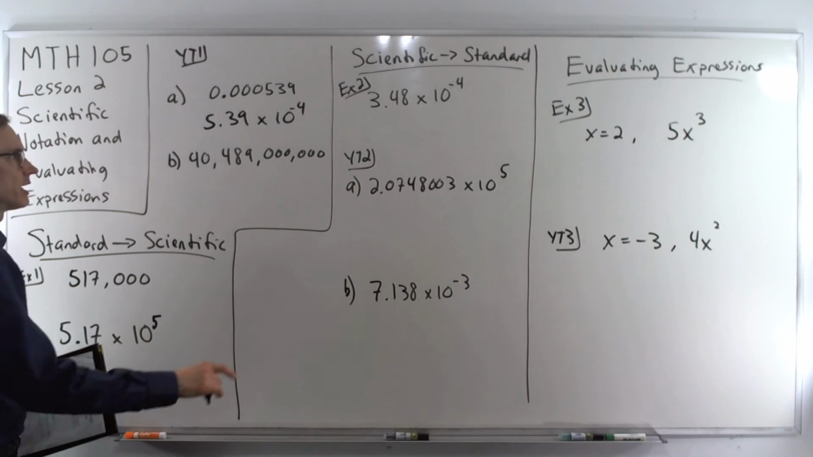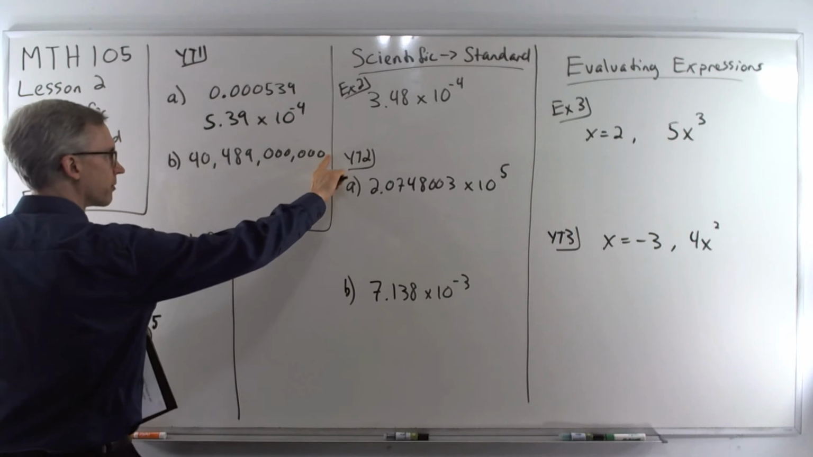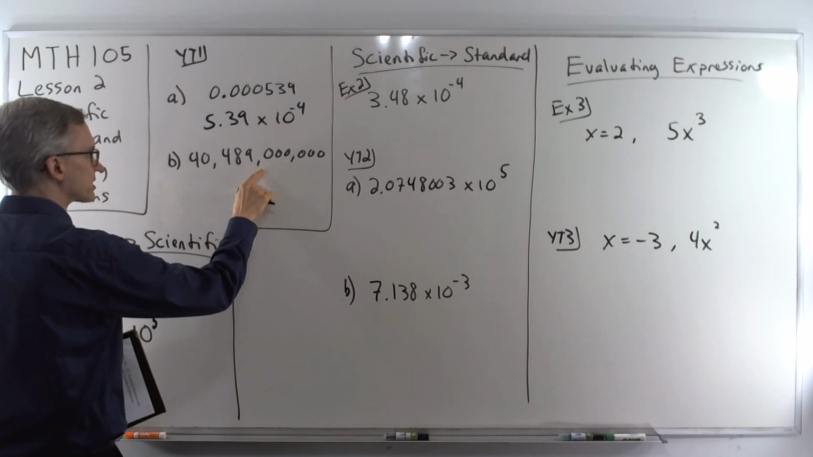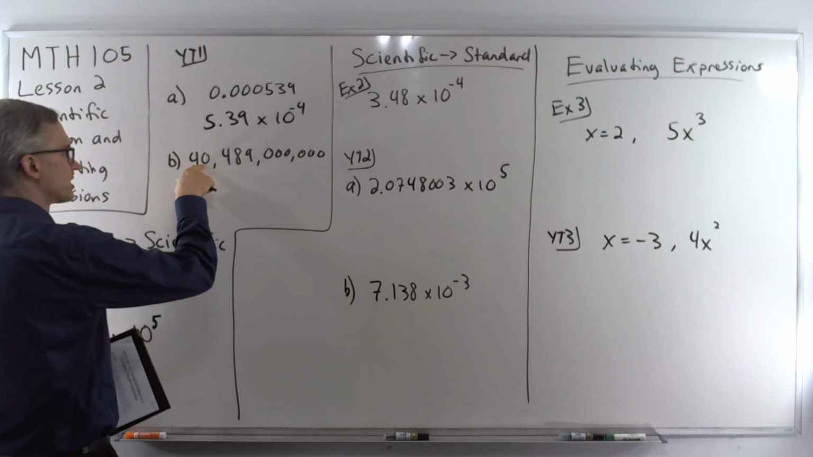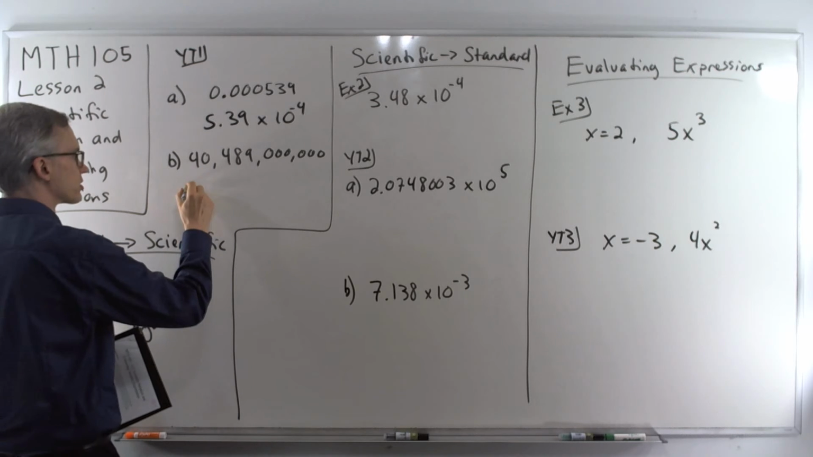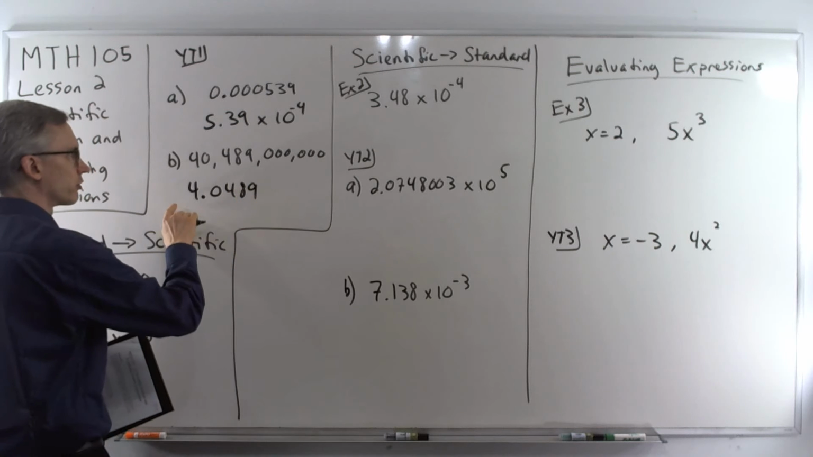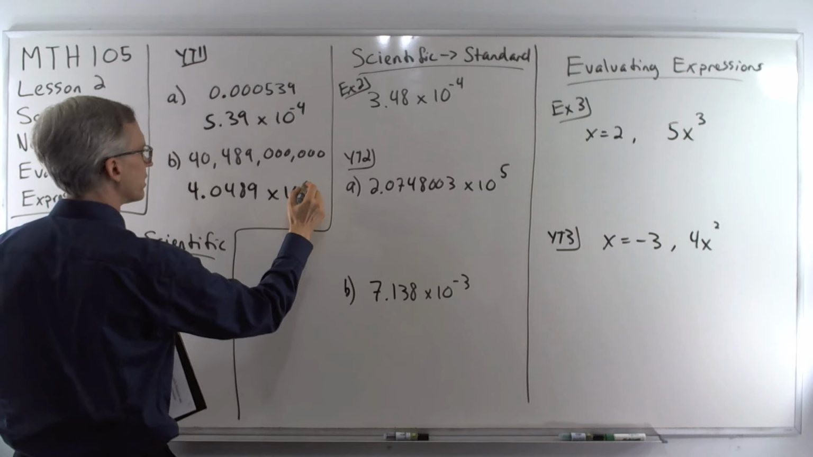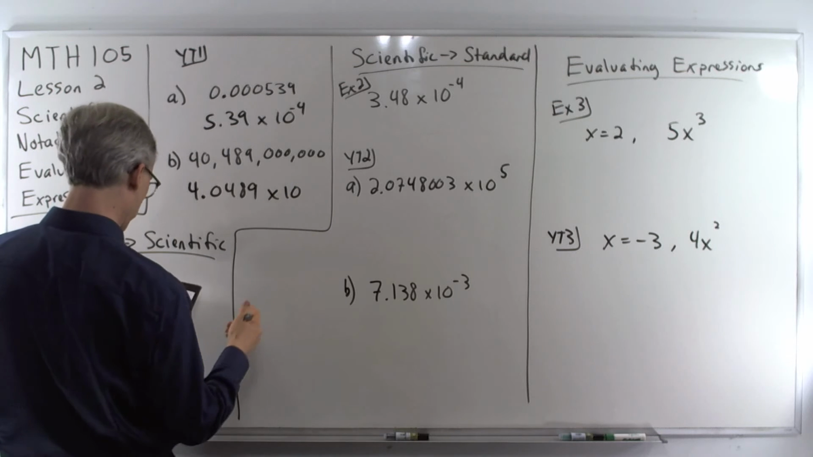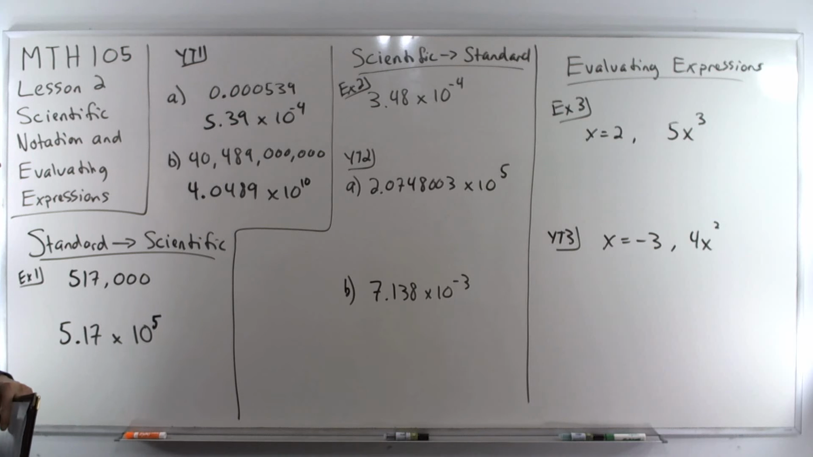B. All right, let's see how many places we have to move the decimal this time. All right, starting to the right of the number, we got 3, 6, 9, and one more gives us 10. So 10 brings us between the 4 and the 0, so we get 4.0489. Include all the non-zero digits. And how many spaces did we move it? We moved it 10 spaces. So 4.0489 times 10 to the 10th power.